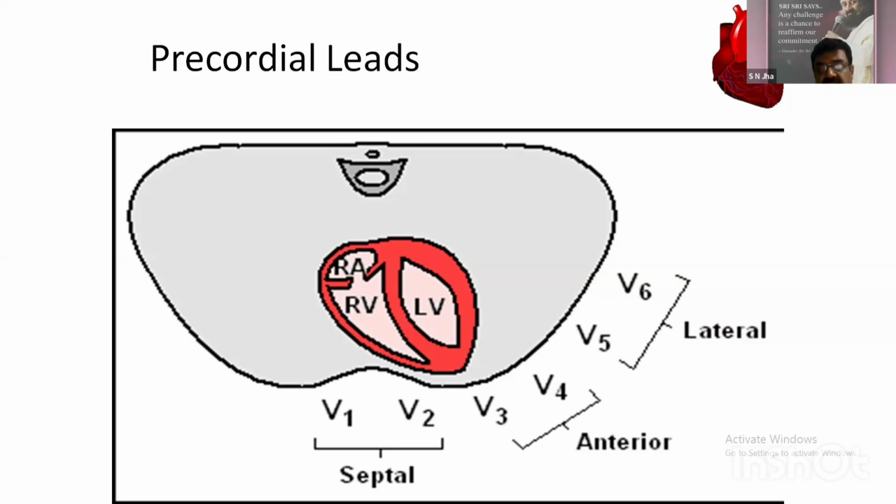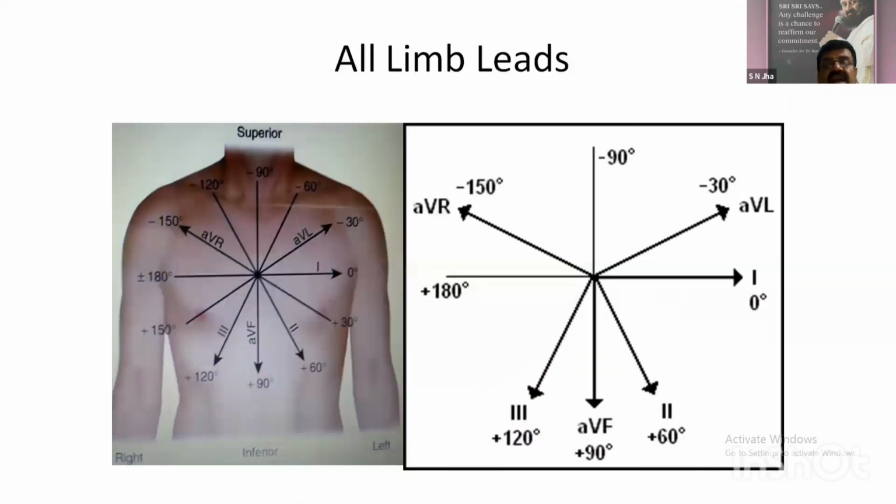If we want to see the position of the inferior wall, the inferior wall will be looked at from 2, 3 and AVF. You see, these 2, 3, AVF are the leads which look at the heart from the inferior position. So problems in the inferior wall, changes will be seen in 2, 3 and AVF.